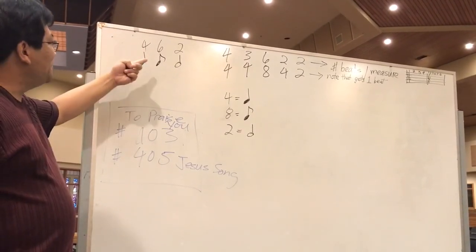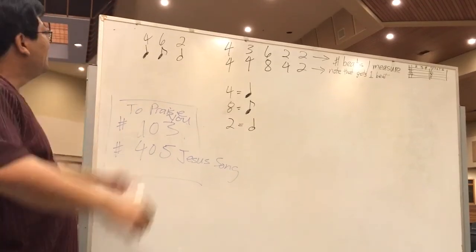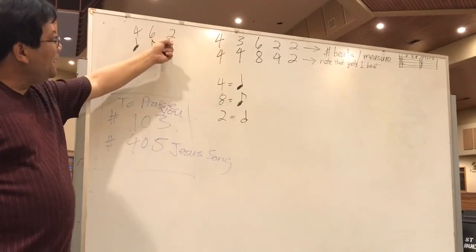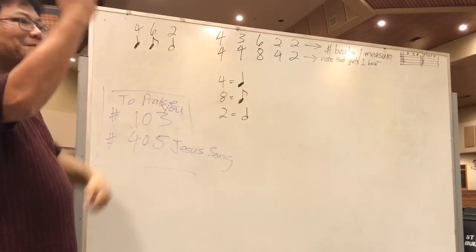4 beats per measure with the quarter note gets 1 beat. 6 beats per measure with the eighth note gets 1 beat. 2 beats per measure with the half note gets 1 beat.